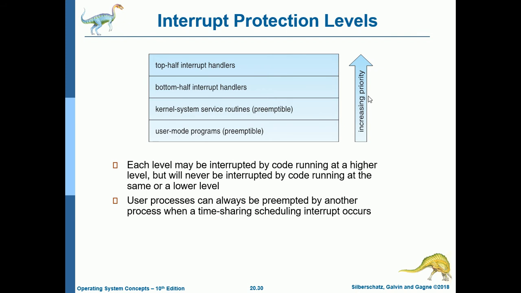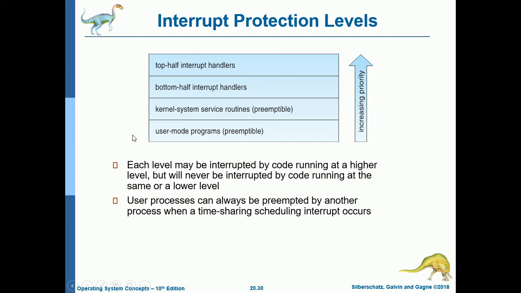So next we have the interrupt protection levels. Each level may be interrupted by code running at a higher level, but will never be interrupted by code running at the same or a lower level. So user processes can always be preempted by another process when a time-sharing scheduling interrupt occurs. So the top half is the interrupt handlers. It has the highest priority, and the user mode programs have the lowest priority.